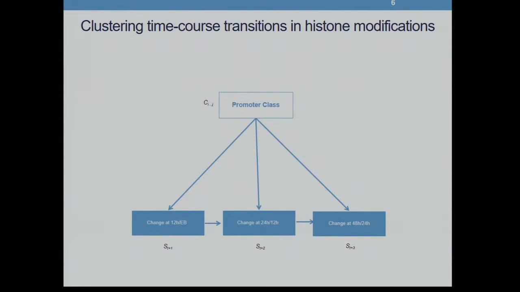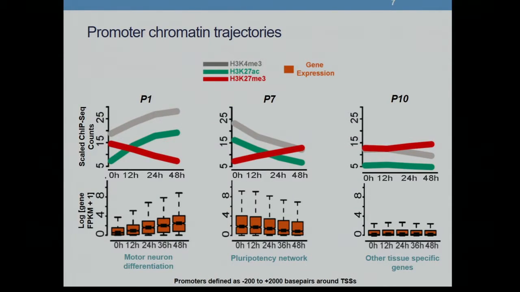And that's how we do it. So if we run this model on the data that we had on the system I just described, we get 11 clusters. I'm showing you the nicest three here. So the first one, you see that at 0 hours, you had high H3K4 trimethyl and high H3K27 trimethyl and low acetylation, which corresponds to these bivalent genes that a lot of people characterize.